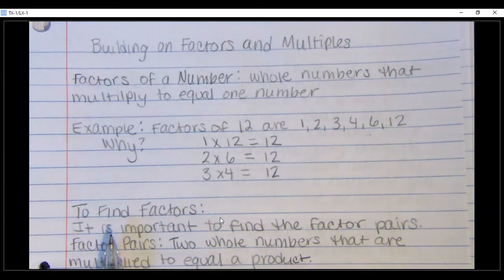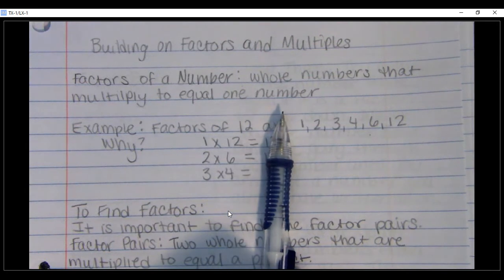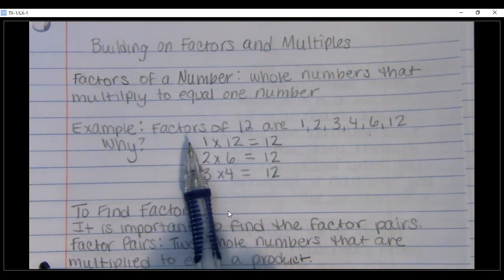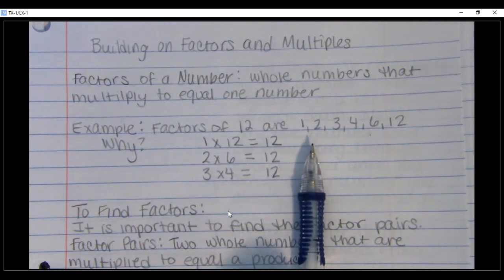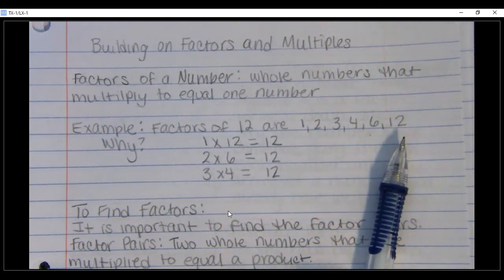We're going to be working with factors. So we're building on factors and multiples. Factors of a number are whole numbers that multiply to equal one number. So an example, factors of 12 are 1, 2, 3, 4, 6, and 12.